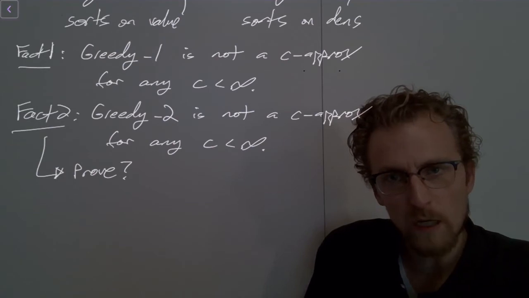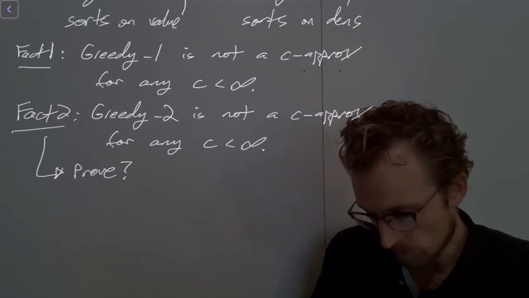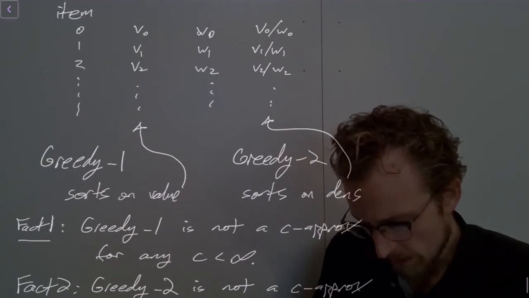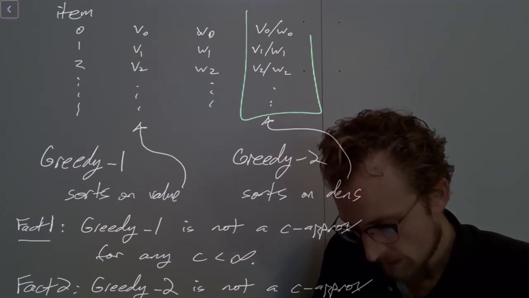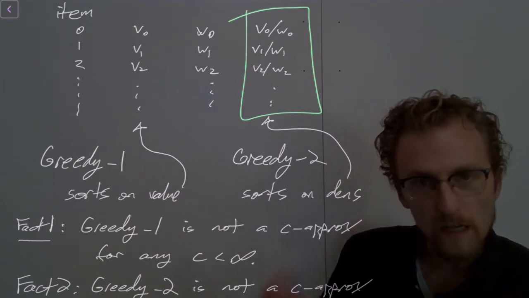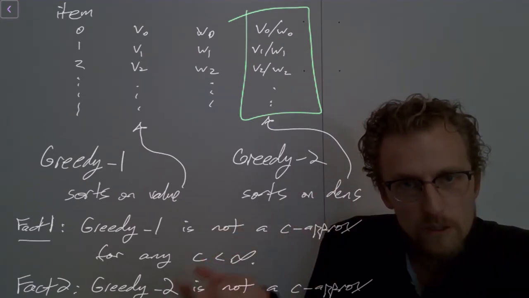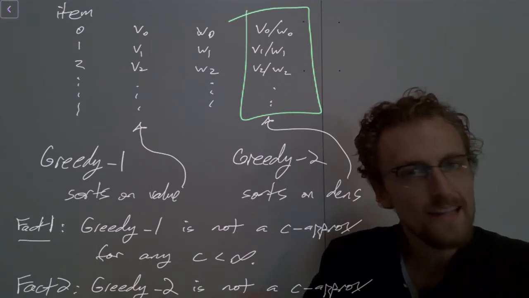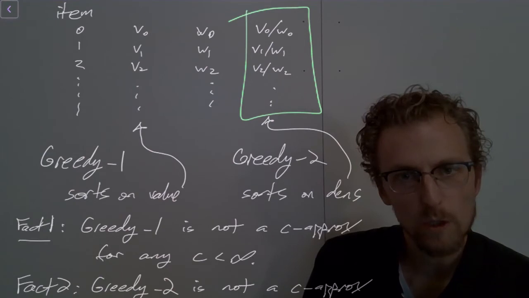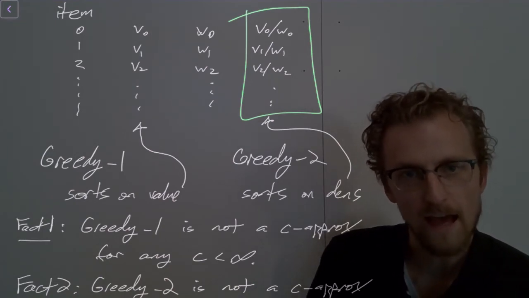So how can I trick this algorithm into taking the wrong stuff? Well, what is the greedy 2 algorithm doing? So the greedy 2 algorithm is sorting on this axis, on that column. And the heuristic that the greedy 2 algorithm is using is that high density stuff packs a lot in per pound.